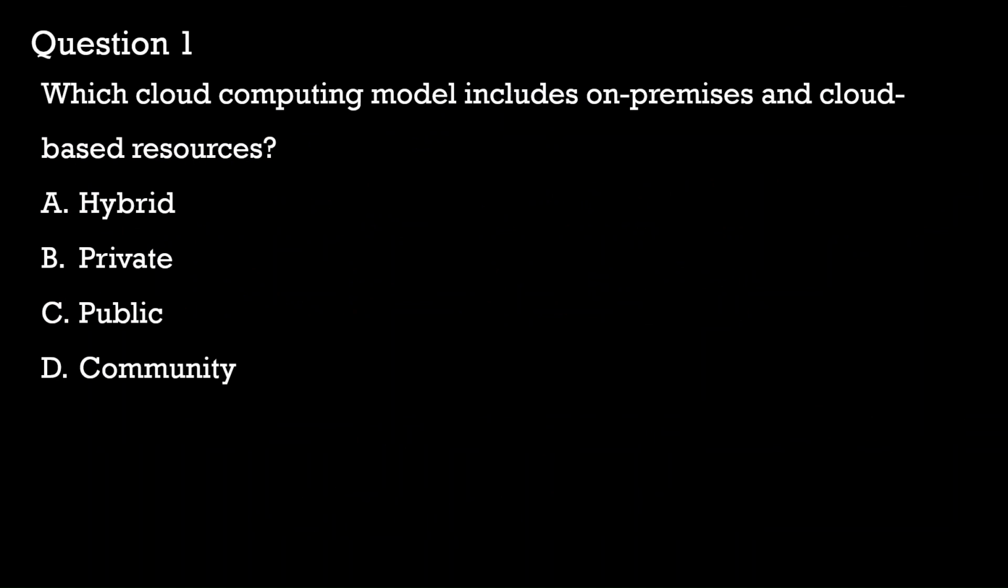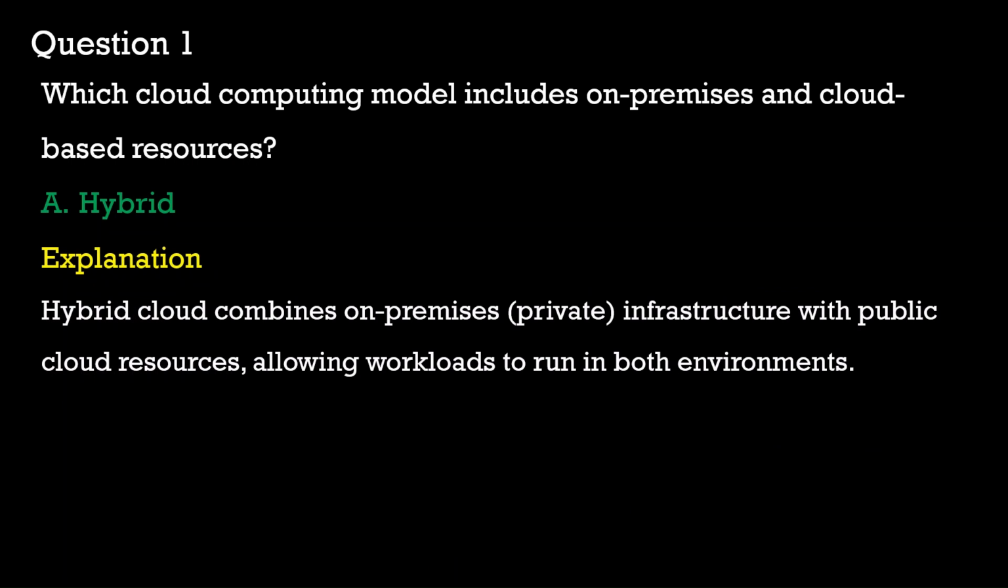Hybrid cloud combines on-premises infrastructure with public cloud resources, and this allows workloads to run in both environments. Private cloud infrastructure is used exclusively by one organization, and it is usually on premises. Public cloud services are offered over the internet and are shared among multiple organizations, while community cloud shares cloud infrastructure for a specific community or group that have common concerns. Based on this explanation, our answer would be option A.